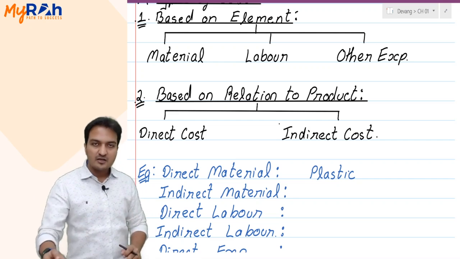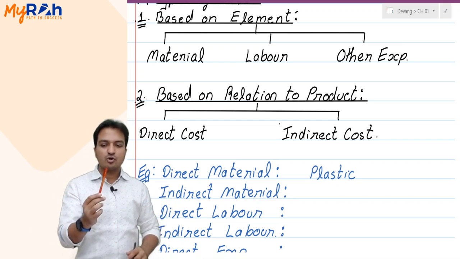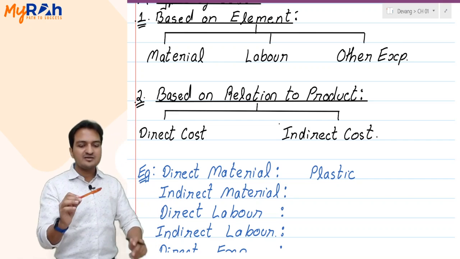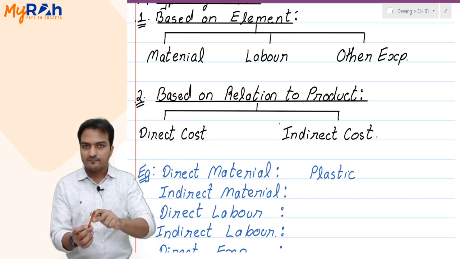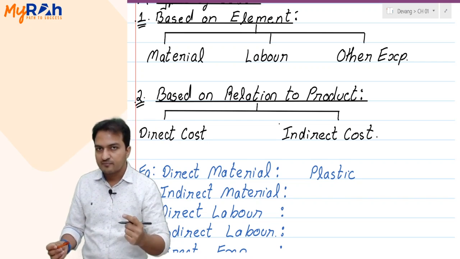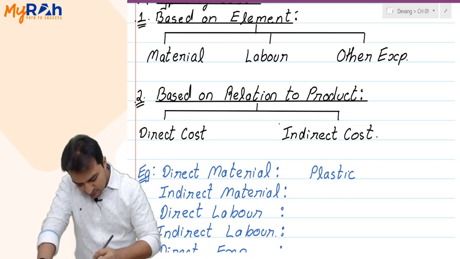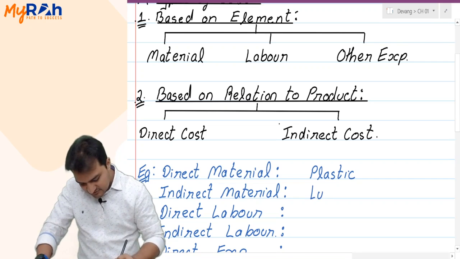But am I using the lubricants directly on the product here? No. Lubricants are not used on the product. Lubricants are used in the machine. The machine is used to make the product. Hence those lubricants will become my indirect material. So as an indirect material example, I'll write here lubricants.